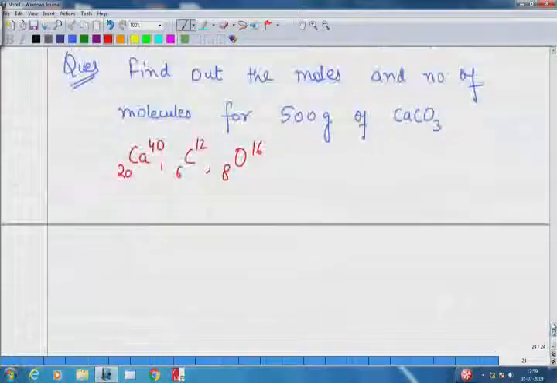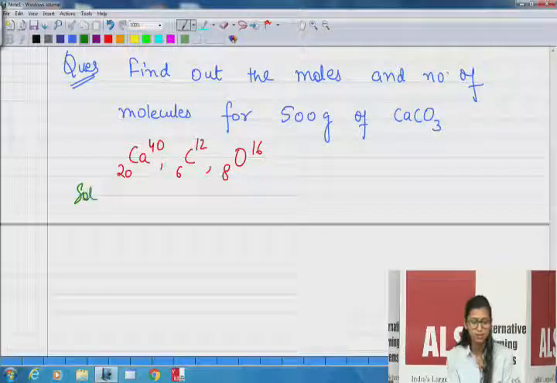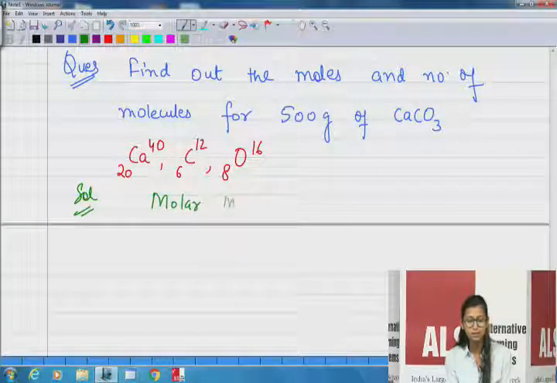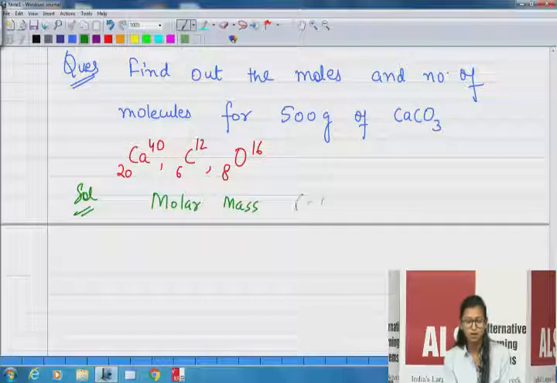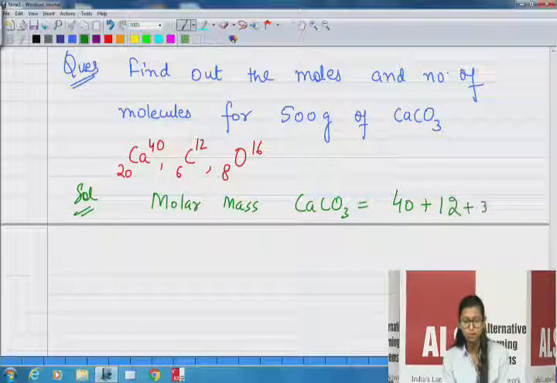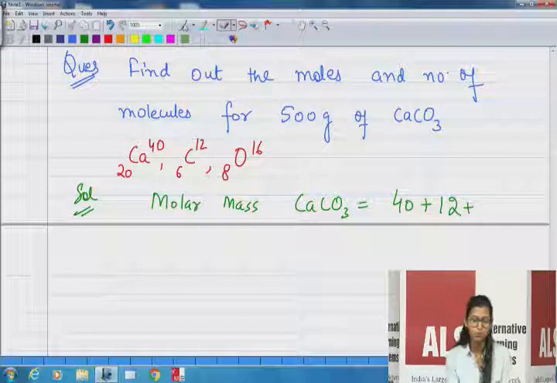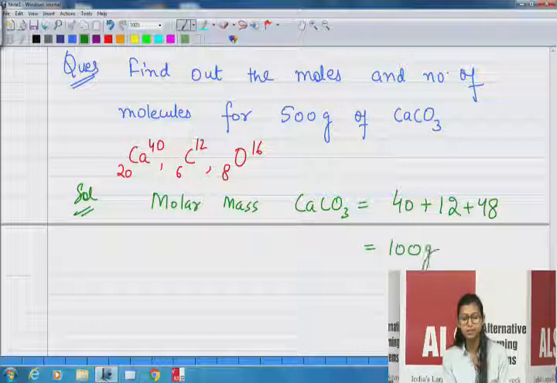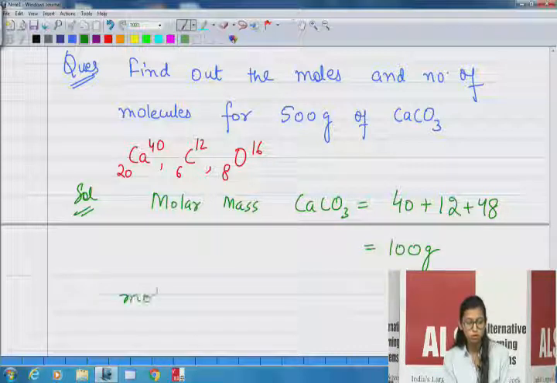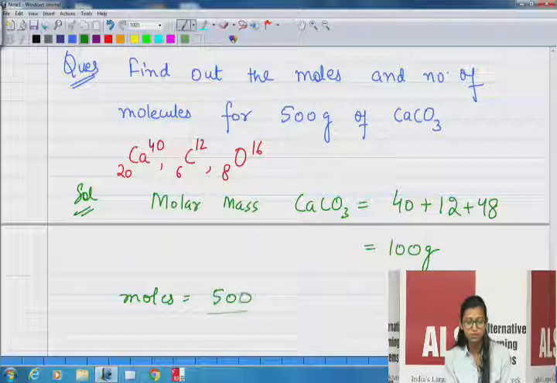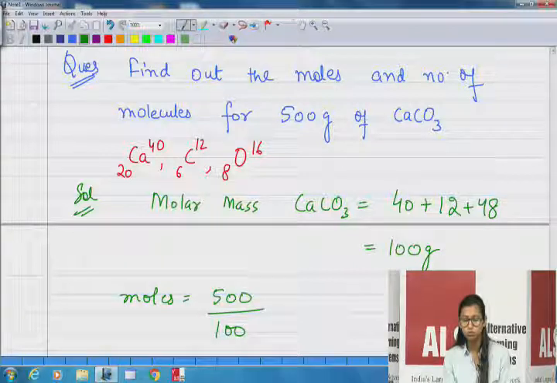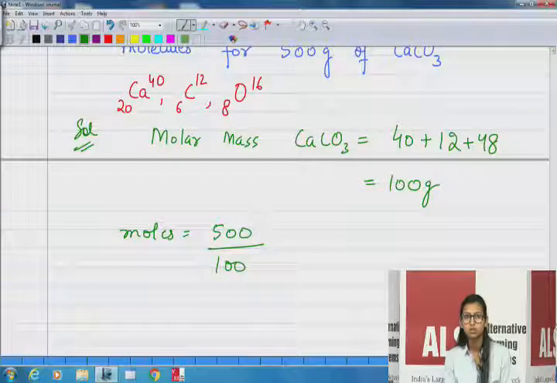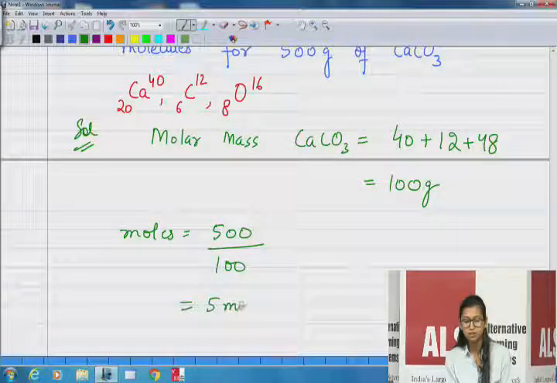Meanwhile, those who didn't get the moles for CaCO3, just look at the screen, I am solving it. So first of all, we will be finding the molar mass, right? The molar mass for CaCO3 will be 40 plus 12 plus 3 times 16, which is 48. So you will get 100 grams as the molar mass, although it's 100, so do remember it also. If you want to find the moles, it will be 500 as the given mass, with 100 below. So what will be the answer here? The 5 moles will be the answer.